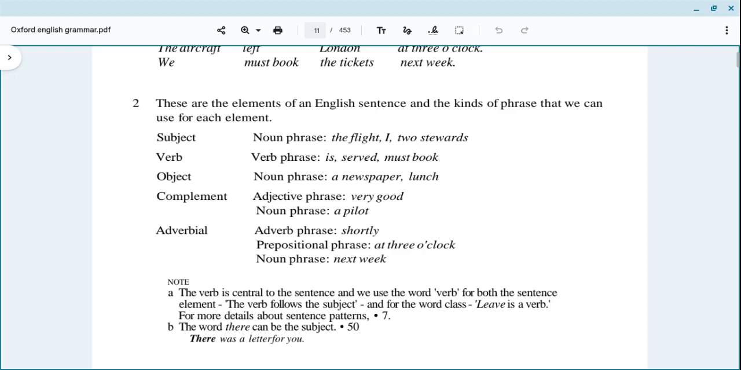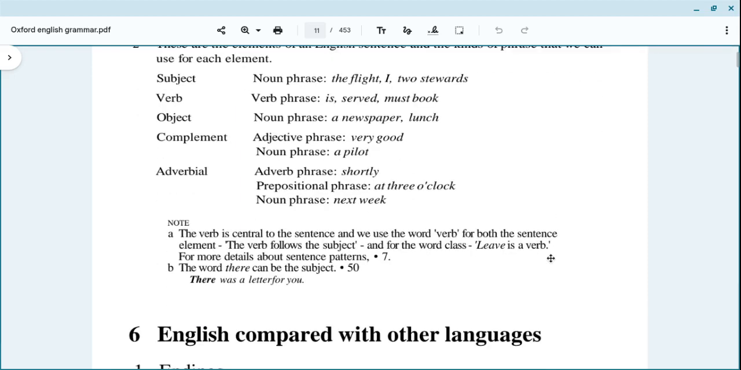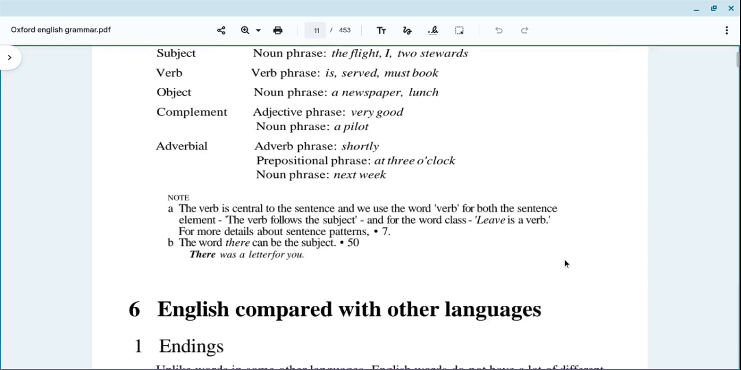Complement, adjective phrase: very good. Noun phrase: a pilot. Adverbial, adverb phrase: shortly. Prepositional phrase: at 3 o'clock. Noun phrase: next week. Note, the verb is central to the sentence, and we use the word verb for both the sentence element and the word class. The verb follows the subject, and for the word class, leave is a verb.